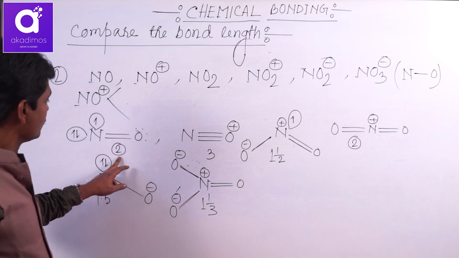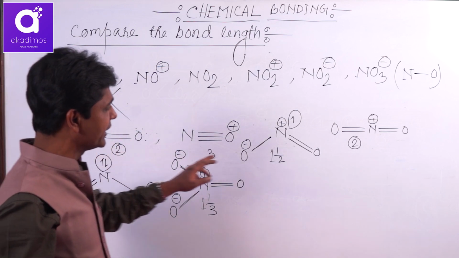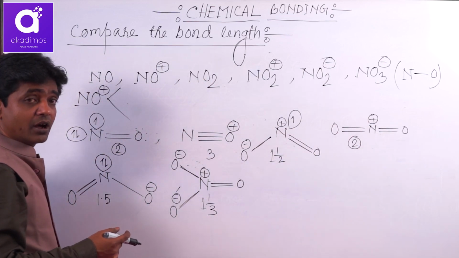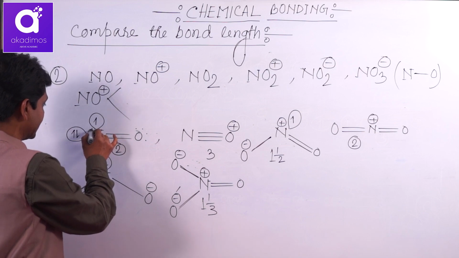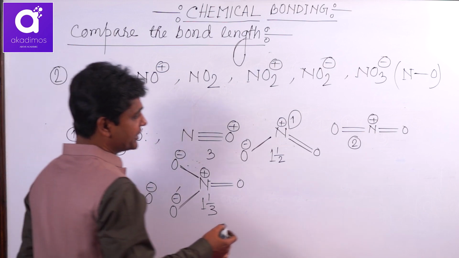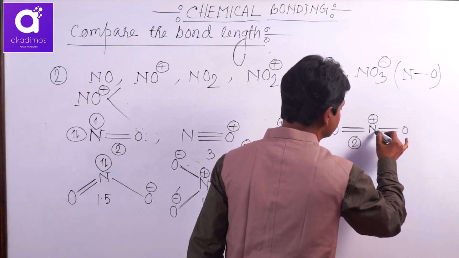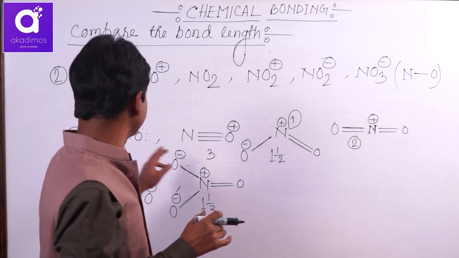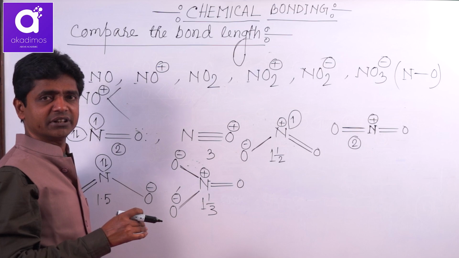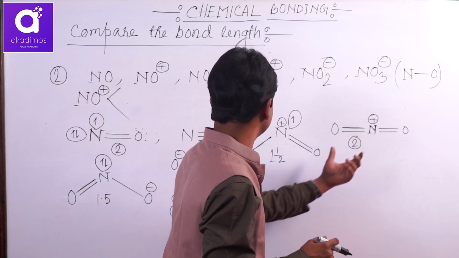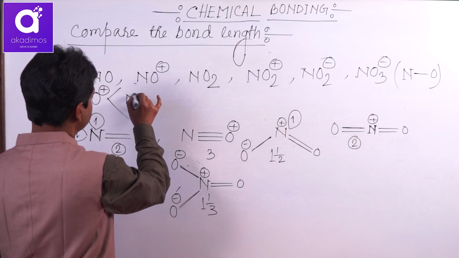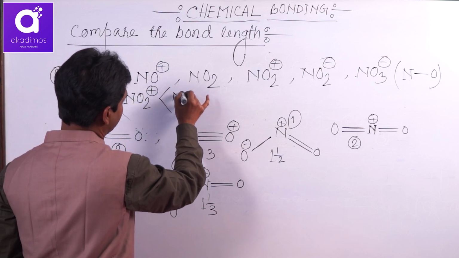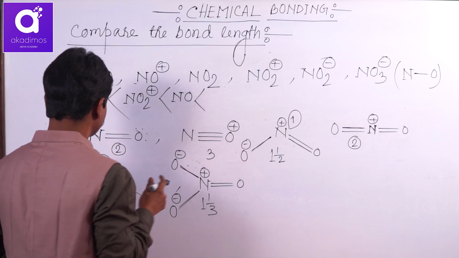Then NO2 plus also has bond order 2, but their bond lengths are different. How do you compare? See, here nitrogen is neutral, but here nitrogen has a plus charge. You know nitrogen with plus charge is much more electronegative than neutral nitrogen. That's why its length is shorter than NO, right? NO2 plus is shorter than the neutral NO molecule. You got bond order 2.